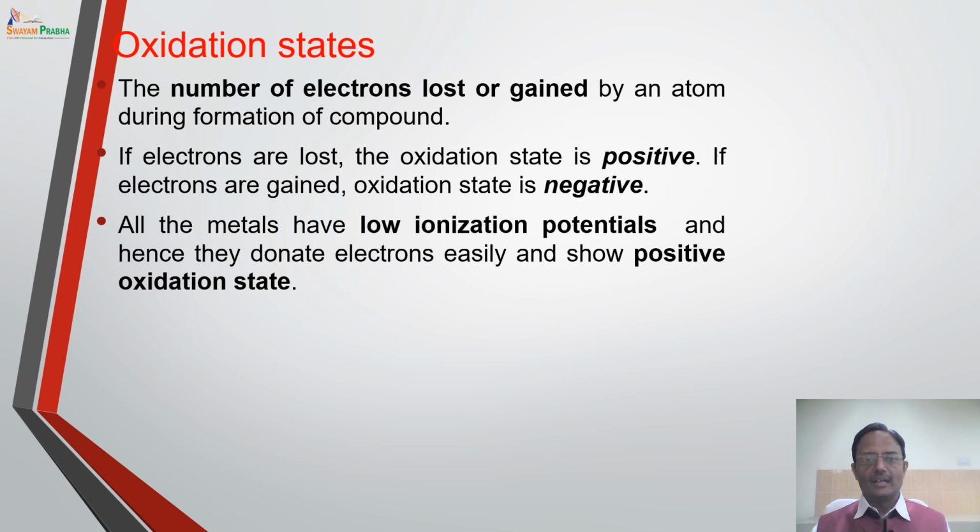Now, all the metals have low ionization potentials. Now these 3d series elements are also metals, and since their ionization potentials or ionization enthalpies are low, it's easy to remove electron, and they have a tendency to lose electrons and show positive oxidation states.